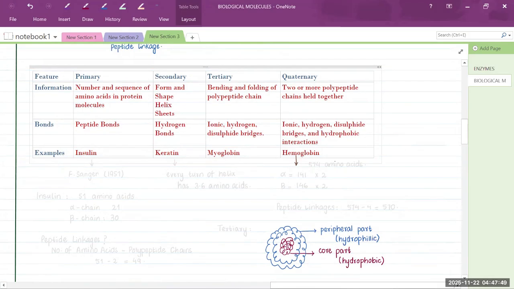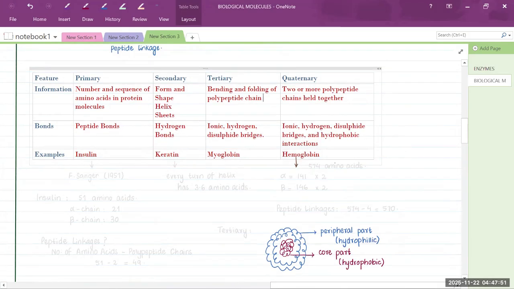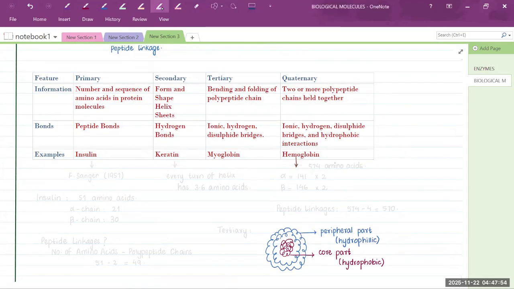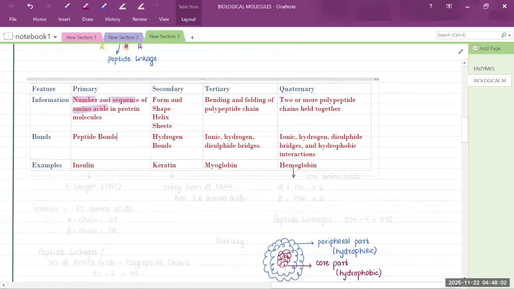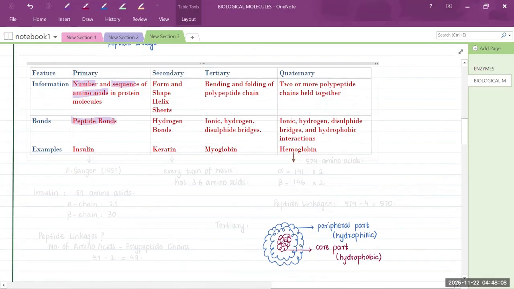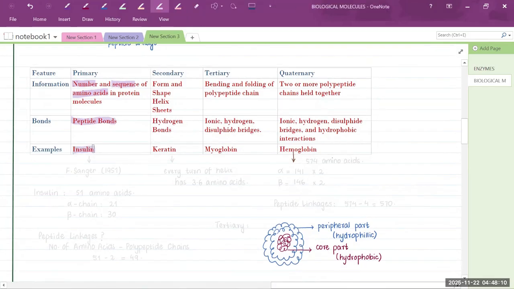First we have the primary structure. And what is the primary structure? It is the number and sequence of amino acids in a protein molecule, the most basic structure. Whenever we say that our proteins are denatured, this one is the last one to break because it has strong peptide bonds. And the example is insulin.